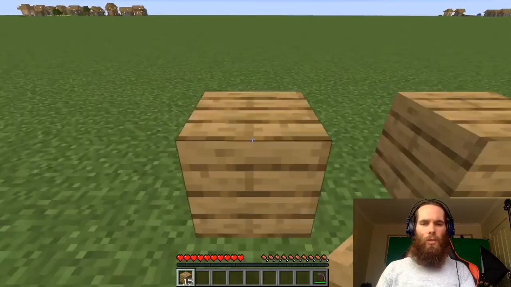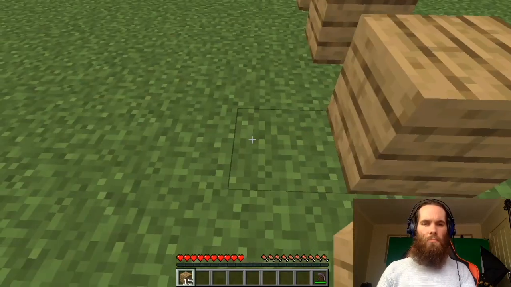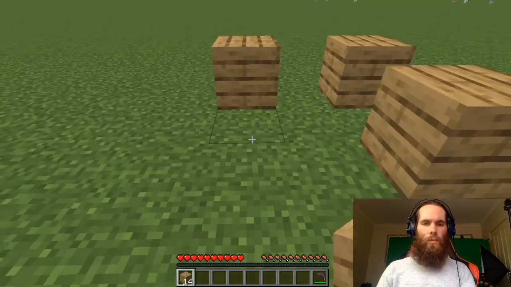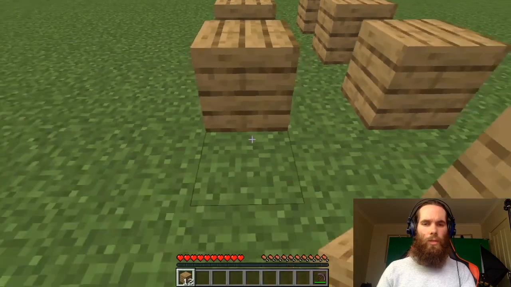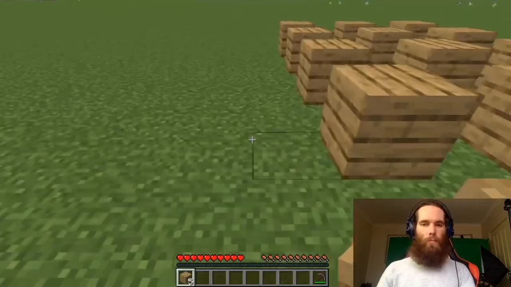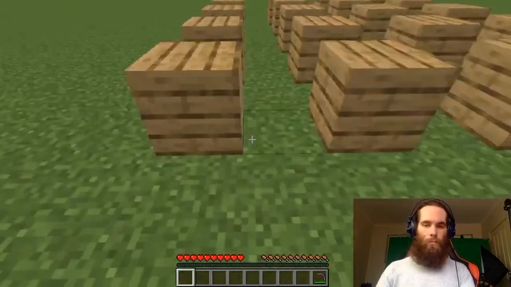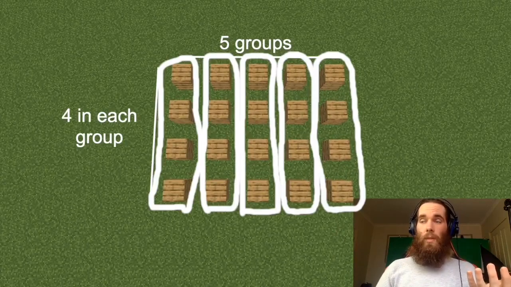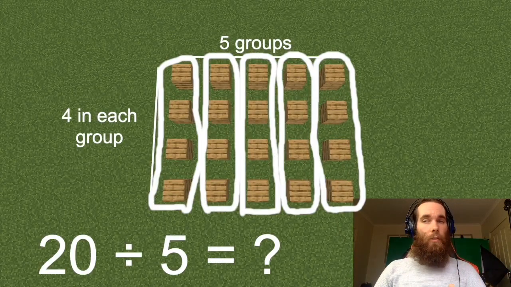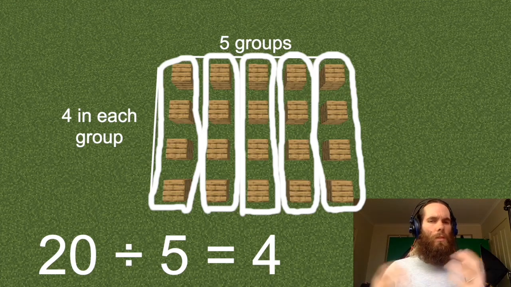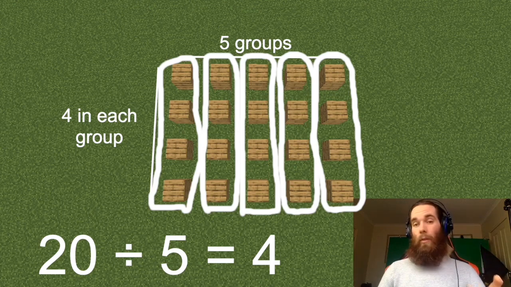Now I'm going to continue to separate them just to make it easier to see. And I'm going to divvy up the rest of them. So 1, 2, 3, 4, 5. So I've made 5 groups of 4. So 20 divided by 5, or 20 into 5 even groups, is 4. I've got 4 in each group. So 20 divided by 5 is 4.